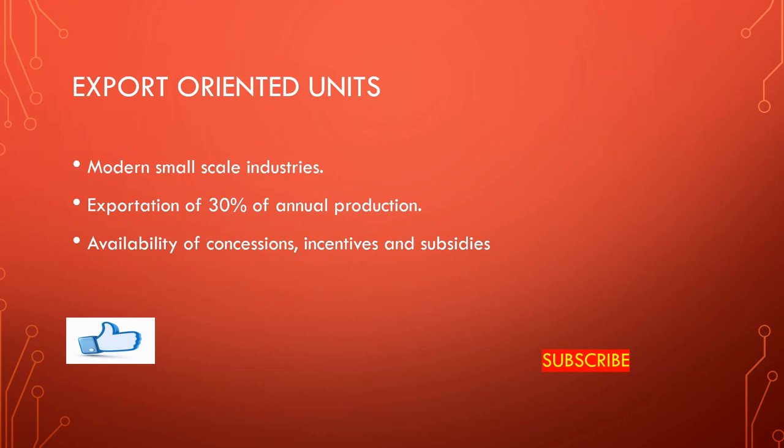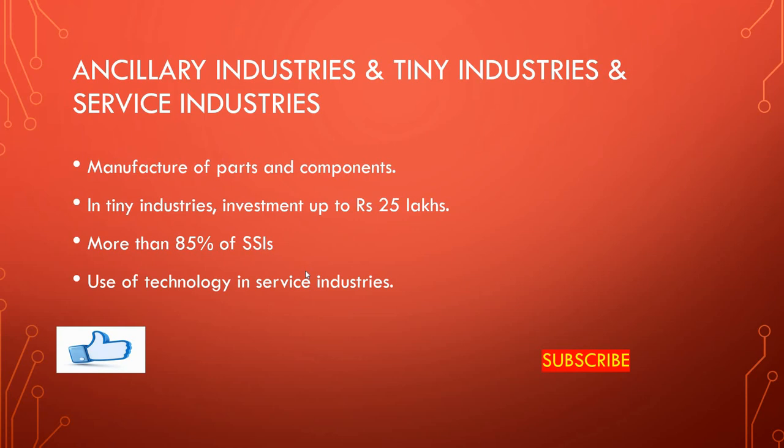You might have heard of a place called Channapatna in Karnataka, which is known for manufacturing toys, which are exported. Even if you take spices in Kerala, they are exportable in nature. So these industries export 30% of their annual production. Then ancillary industries, tiny industries and service industries. Now let us look into this.